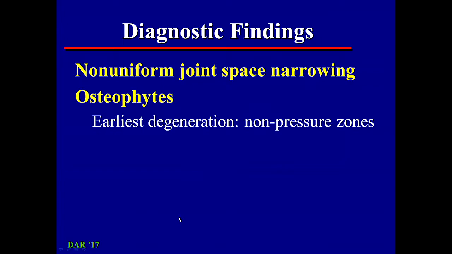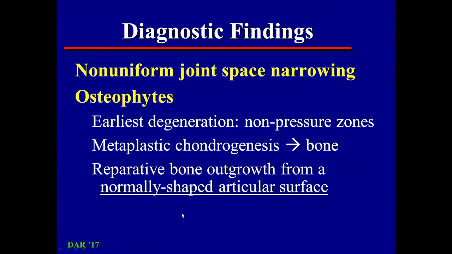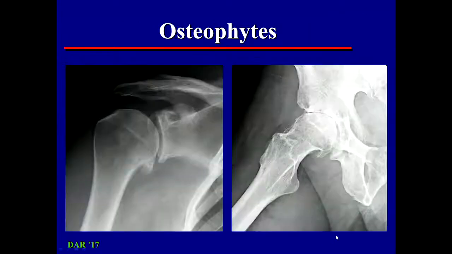And really, this is the earliest finding we see in osteoarthritis. It happens in the non-pressure zones of the joint. And this is metaplastic tissue that undergoes chondrogenesis and then eventually bone formation. My definition of an osteophyte is a reparative bone outgrowth from the edge of a normally shaped articular surface. And that's going to be an important definition when we're trying to distinguish whether something is an osteophyte or not. The term osteophyte really should be reserved for patients with osteoarthritis. It's a much more specific term than what you'll sometimes hear called a spur.